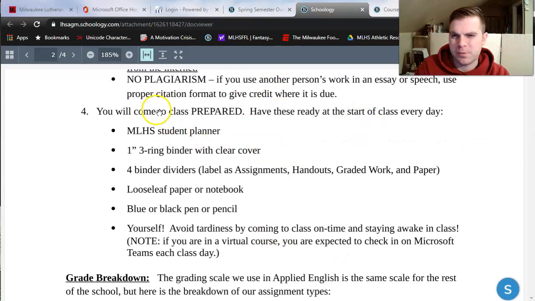Last expectation is preparedness. Now, I would even say that you should have these materials ready, even if you're a virtual learner, for the sake of staying organized at home, so that you're not missing assignments and those kinds of things.